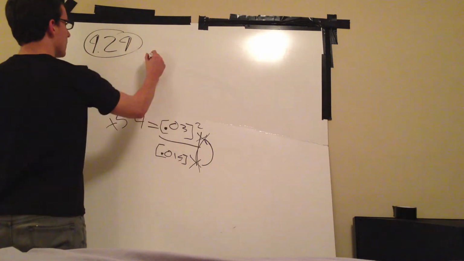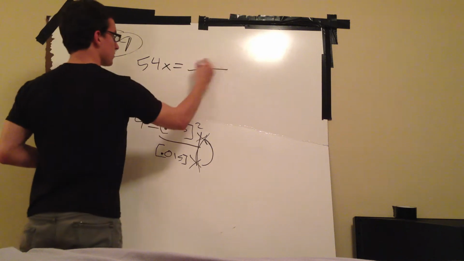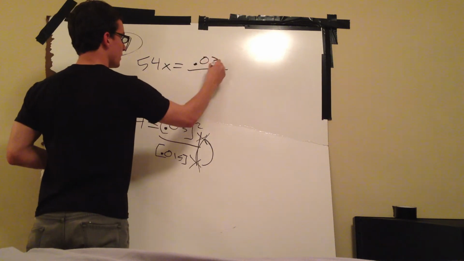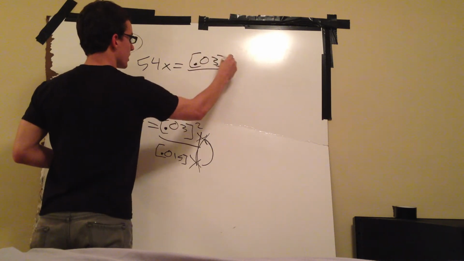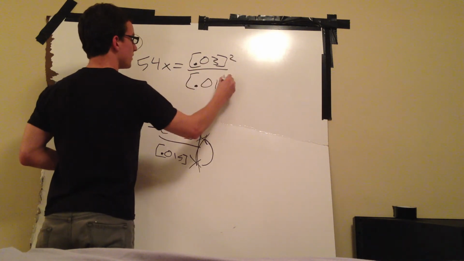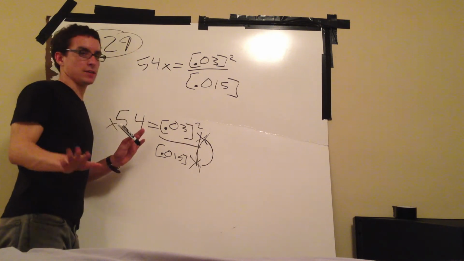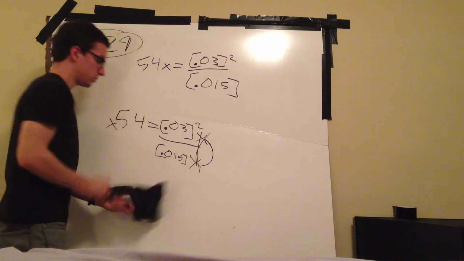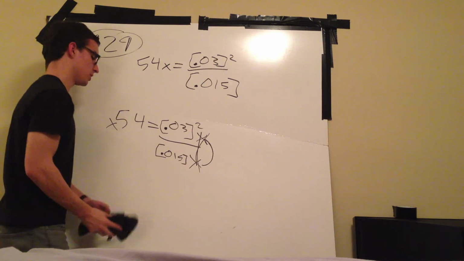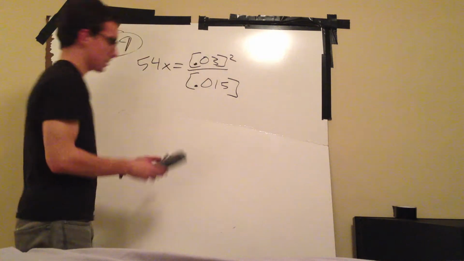So that means we have 54X equals 0.03 squared over 0.015. Easy stuff. This looks really, really complicated, and I know it kind of is, but it's easy. Again, pause the video, write that down if you need to, because it is gone. Alright, so, let's do the math.